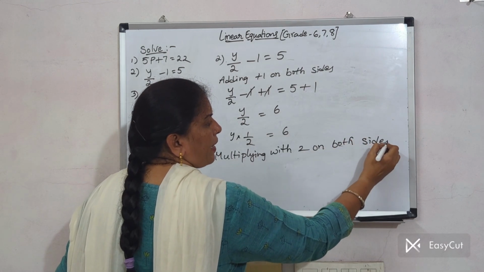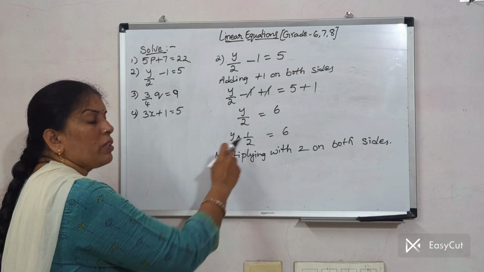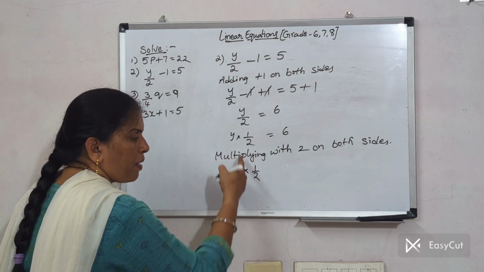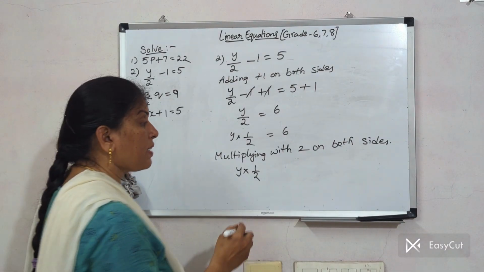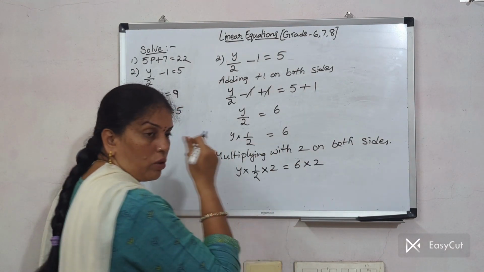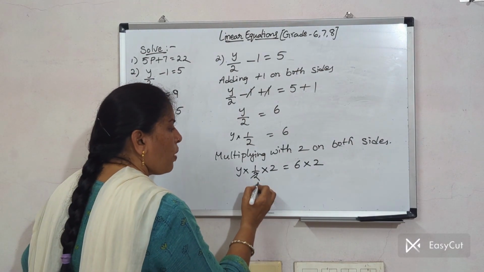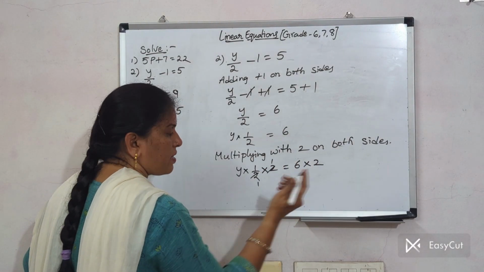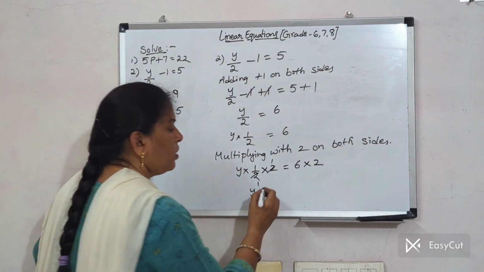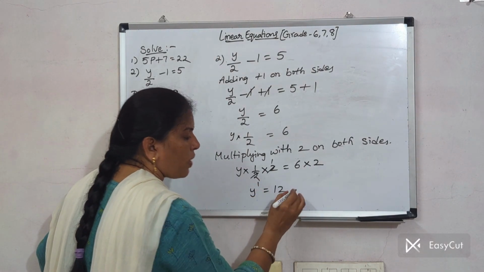Why am I multiplying? Because I need to remove this 1 by 2. y into 1 by 2, the same I am writing, with 2 on both sides, I told. Into 2 is equal to 6 into 2. Both sides I am writing. 2 ones, 2 ones. Here no cancellation. y into 1 is y. Denominator 1 no need to write. y is equal to 6 twos, 12.